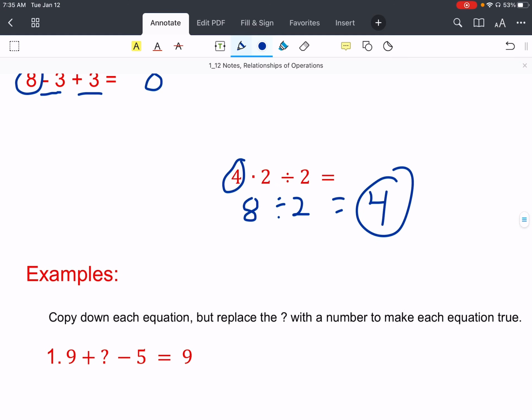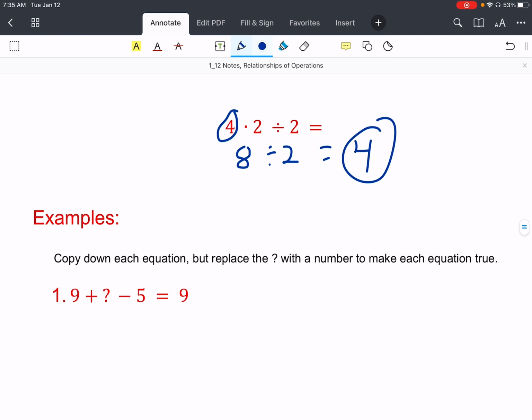So, examples. On your assignment, you're going to have some of these. It says, copy down each equation, but replace the question mark with a number to make each equation true. So there's only going to be one correct answer for each of these because 3 of the 4 numbers are given. So number 1, we have 9 plus question mark minus 5 equals 9.